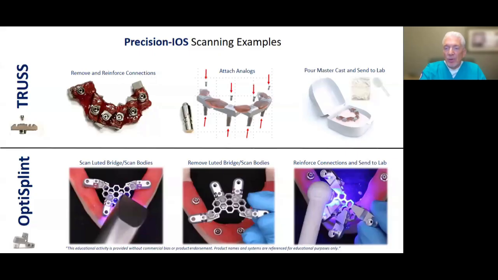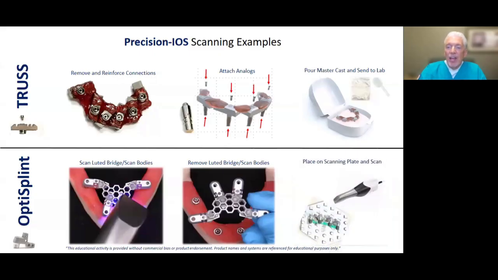Again, you're going to reinforce that once you take it out of the mouth. Then they have a little device called a scanning plate that you can scan and then send to the lab. You don't need to physically send a jig to the laboratory. You can if you'd like. Again, talk with the laboratory, as some prefer to do that. Then they can take that and pour a master cast. So there are a lot of different options.